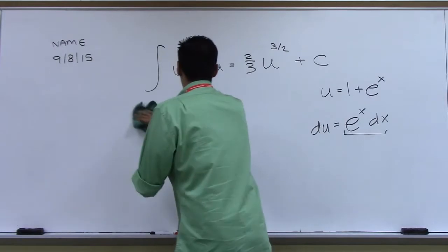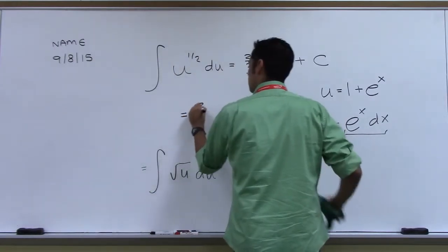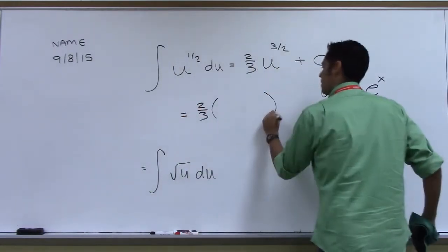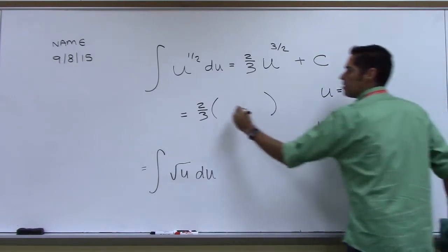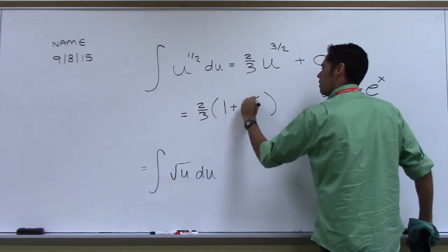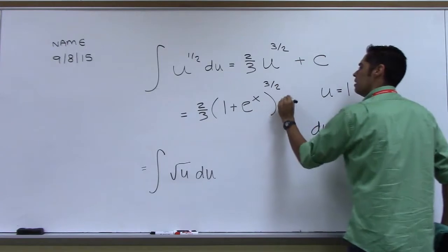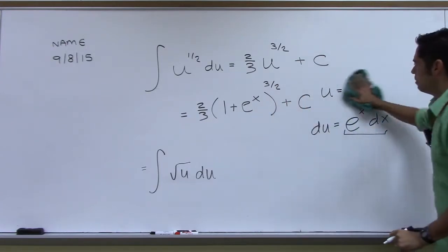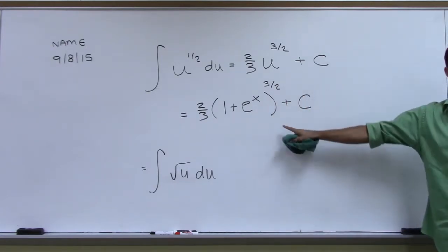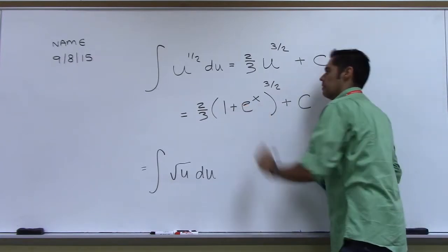So your final result should look like this. 2/3, 1 plus e to the x, to the 3/2, plus some constant. That's it right there. Okay?